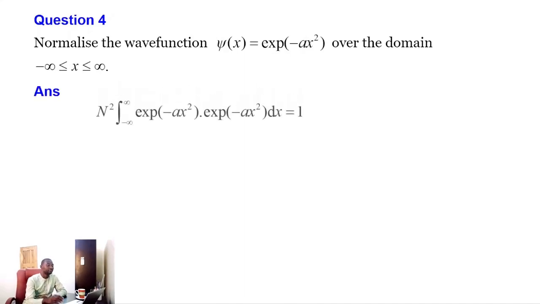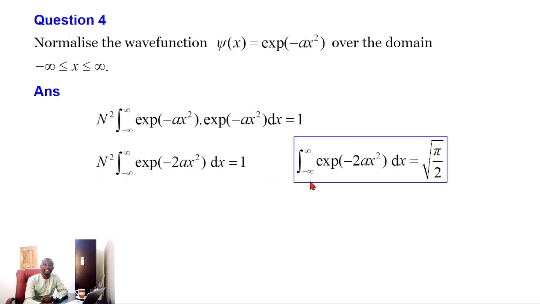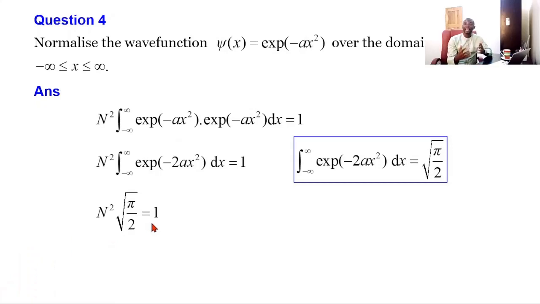So that gives this as the first step, and this evaluates to this as the second step. And we know that the integral from negative infinity to positive infinity of this gives the square root of pi all over 2. So if we substitute the square root of pi all over 2 in here, we obtain this. We make N the subject of the formula, which gives us the fourth root of 2 all over pi.